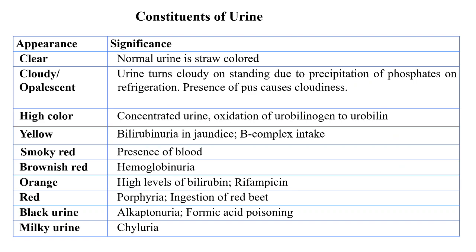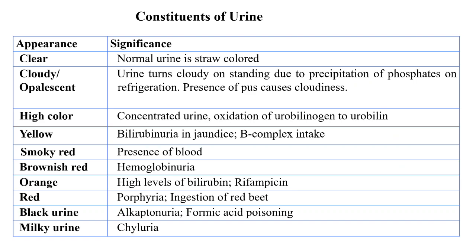So come to the color of the urine. Regarding appearance, normal urine is clear and straw colored. If cloudy or opalescent, urine turns cloudy on standing due to the precipitation of phosphates and refrigeration, and also the presence of pus cells causes cloudiness.